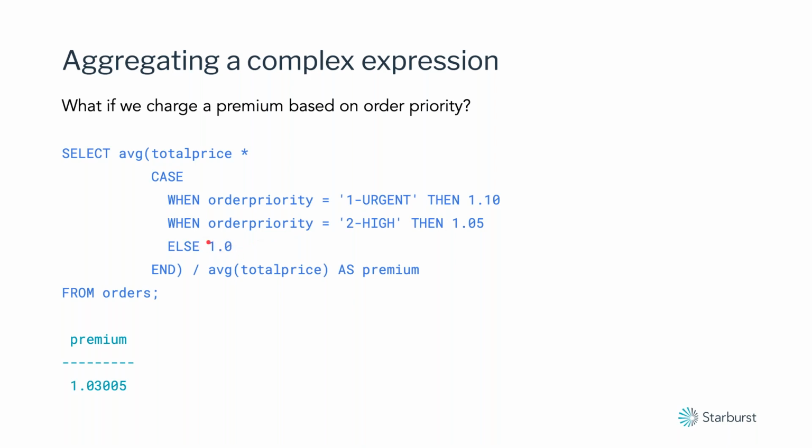When it's 2, we'll charge a 5% premium. Otherwise, there's no premium. And then we can divide it by the total price to see what the gain would be, the average price with no premium. And then we run this query and we see that we'd have an additional 3% revenue, charging a 5 and a 10% premium for those high priority orders.